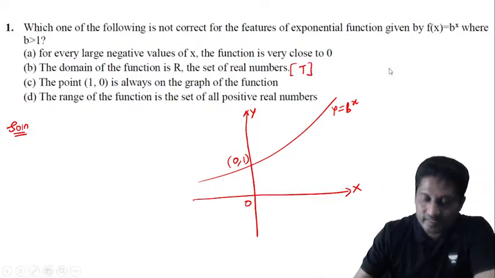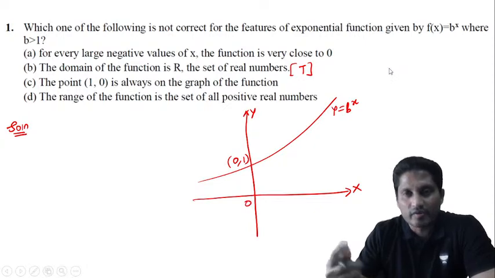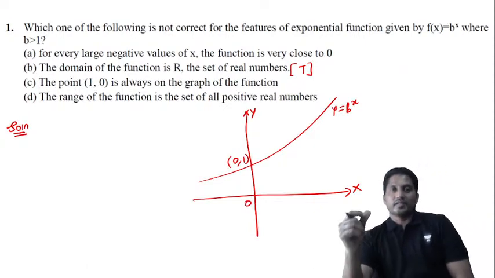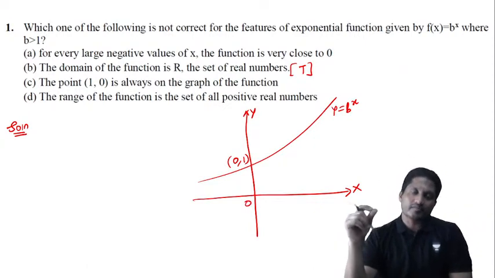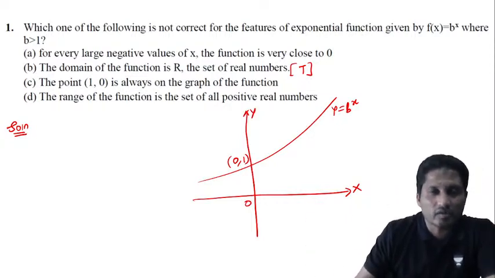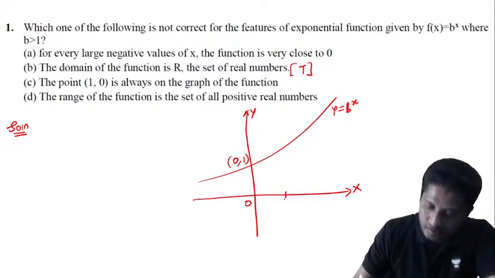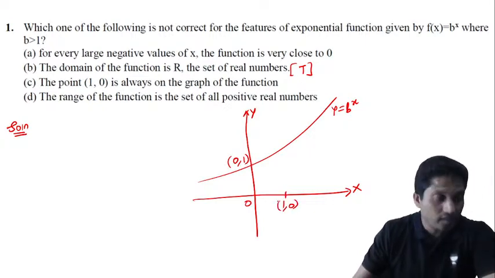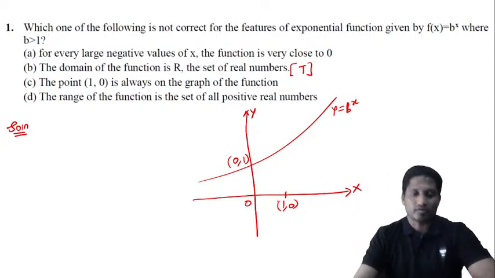I'll come back to the first option. When you take y equal to b power x, obviously the domain of the exponential function is any real number. Now the point 1 comma 0 is always on the graph. No, this is 1 comma 0, it doesn't lie on the graph. The point 0 comma 1 is on the graph, so obviously this is false.